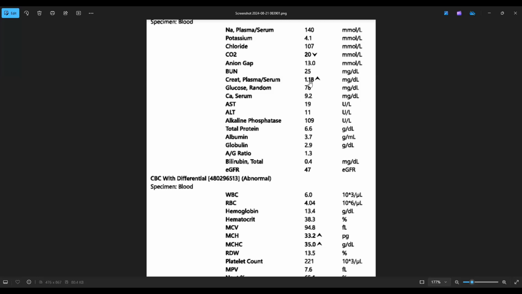This is your serum creatinine. This is what we'll look at for kidney function. So this patient here has a slightly higher creatinine, right? What's normal creatinine again?